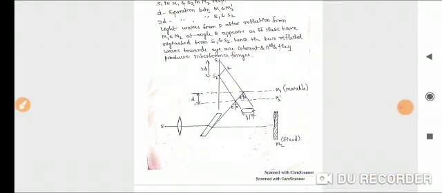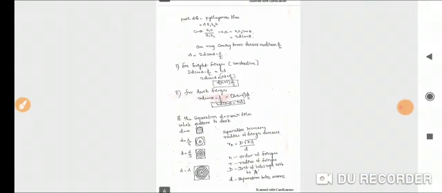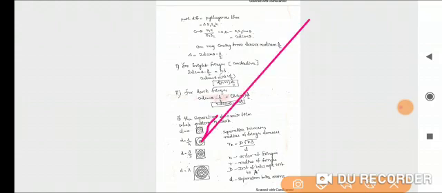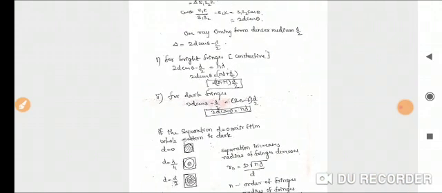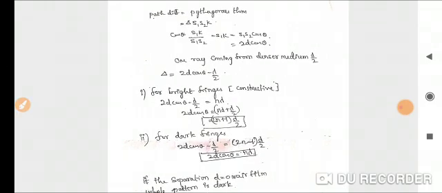We can see in the next slide, by using the Pythagoras theorem in the triangle S1S2K, cos theta is equal to S1K divided by S1S2. The S1K is equal to what? S1S2 cos theta. S1S2 is 2D, so 2D cos theta.